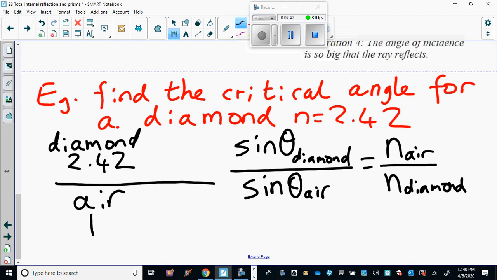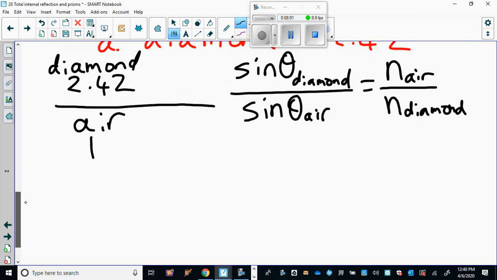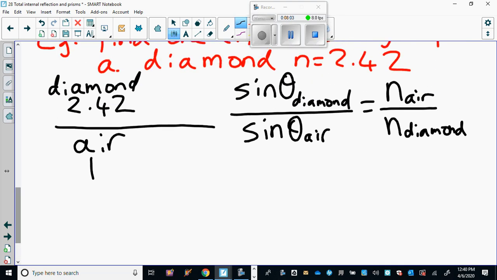Once again, if you get these confused and backwards, you're going to get a syntax error on your calculator, or an error. It won't be able to do it. So if you made a mistake on these values, you'll know it right away. And then I can just plug in my numbers now. What am I solving for here? I'm solving for what angle in the diamond, the angle of incidence, will make this angle 90 degrees.